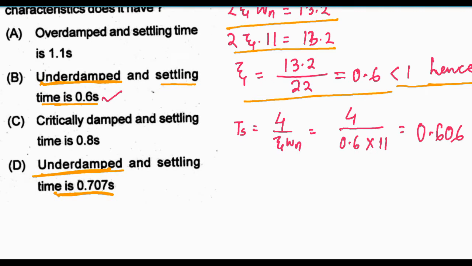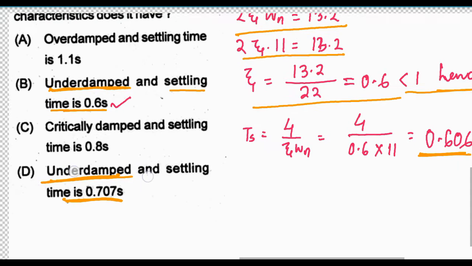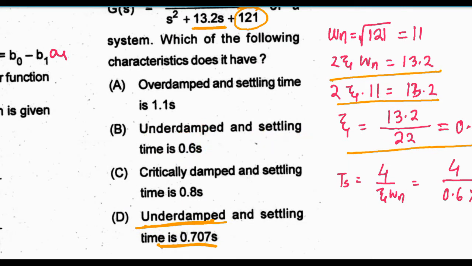So for settling time, 99%, I have forgotten what the error is. What is the accuracy to the final value? Ts will be 4 times the time constant. And what is the time constant? 1 by zeta omega n, so 4 into time constant is equal to 4 by 0.6, that is the zeta, into 11, 11 is the omega n, and what we are getting? 0.606 is the settling time. So here for the underdamped system, 0.6 second is the settling time. So here option B is the correct answer.